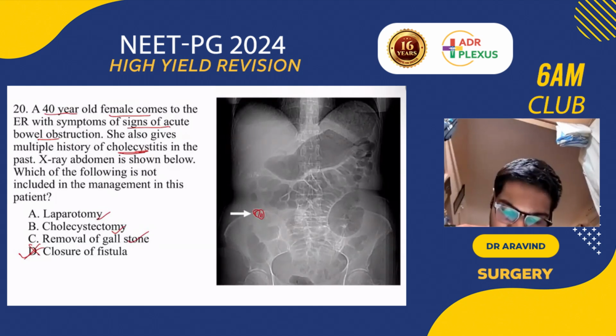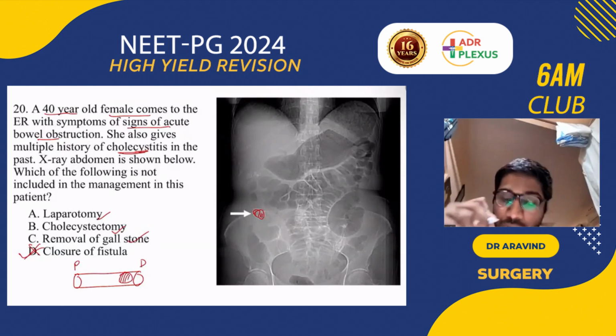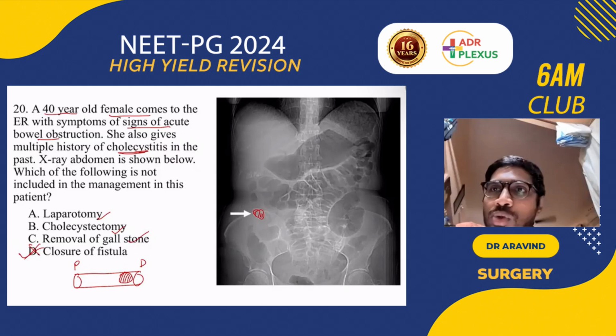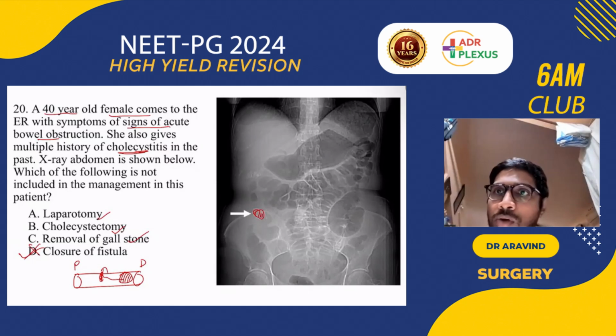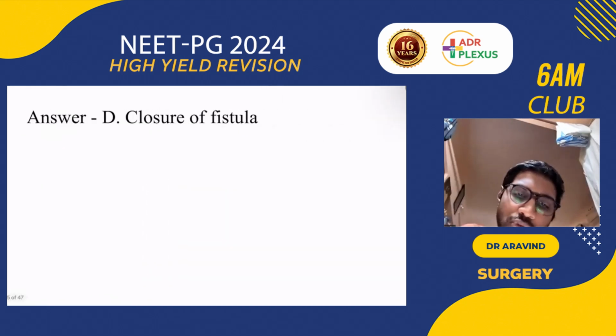So if this is the bowel, this is proximal, this is distal, and the stone is getting occluded here. Where will you put the incision and how will you take the stone? Incision always proximal to it, not distally. Never distally. Okay, incision has to be given proximally here. Then milk out this stone through this opening and close this enterotomy. Okay. This closure of fistula is never needed.